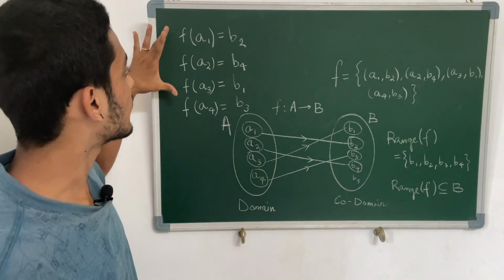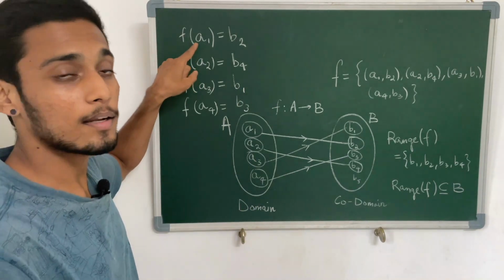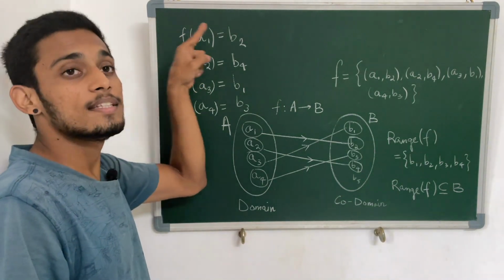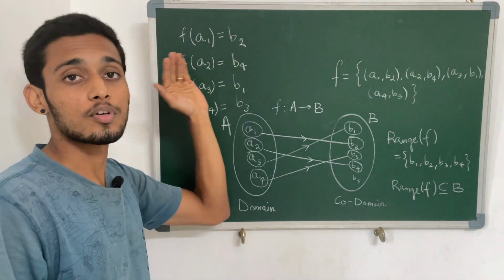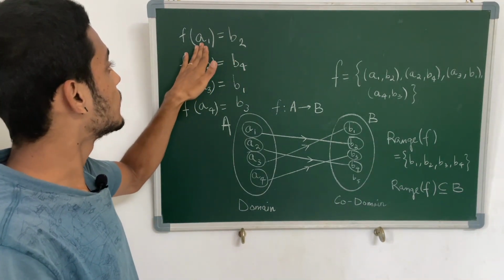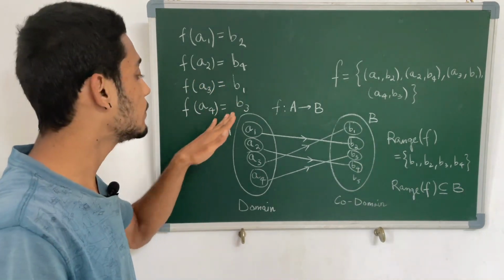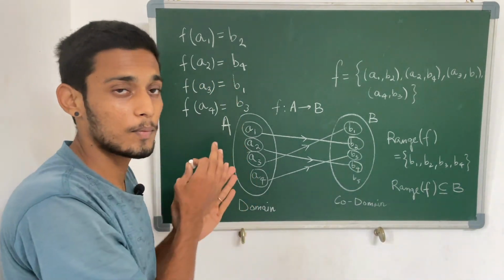So in this way we write for each value or each element in the set A, what is the image, we can write it in this form. So under this function the image of a1 is b2, under this function the image is b4, b1 and b3. This is the simple way of saying.